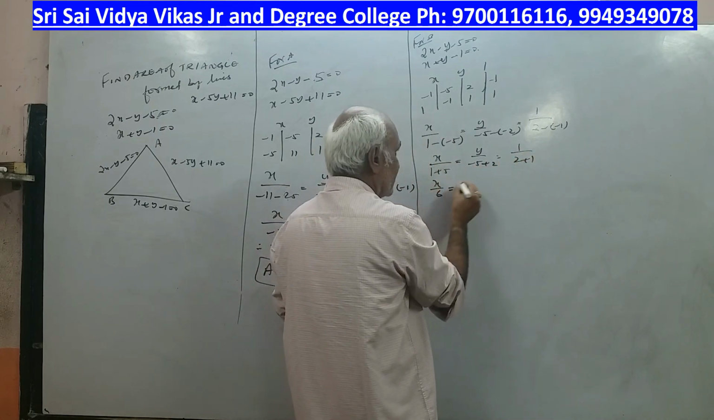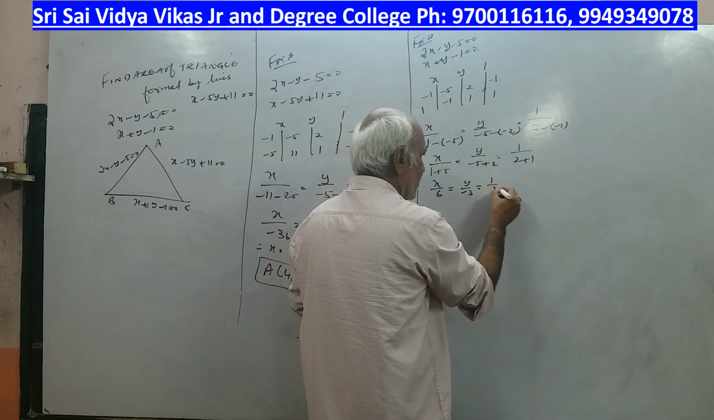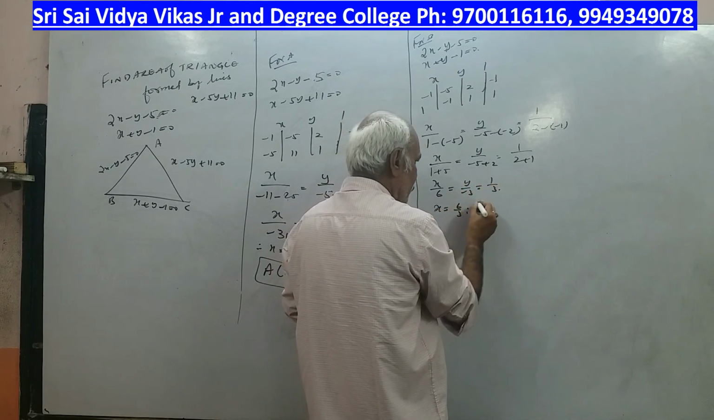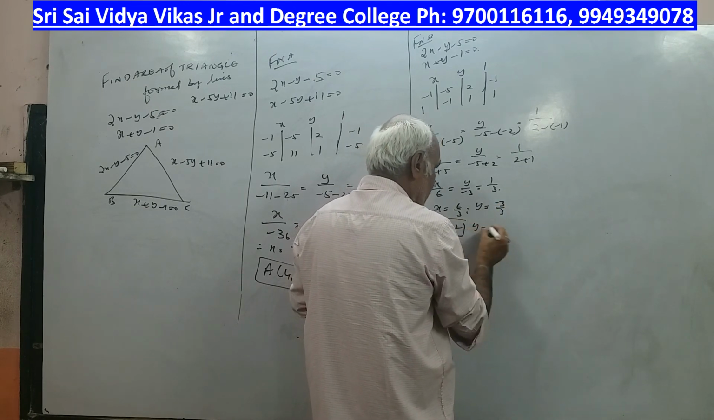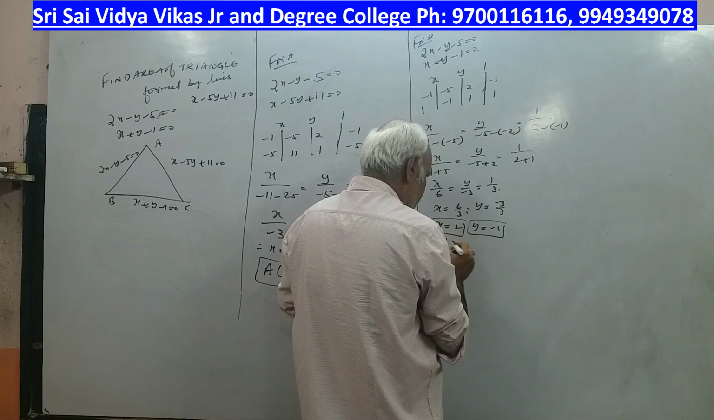So x by 6, y by minus 3, 1 by 3. x is equal to 6 by 3, y is equal to minus 3 by 3. So x is equal to 2, y is equal to minus 1. So what is the B point? 2 comma minus 1.